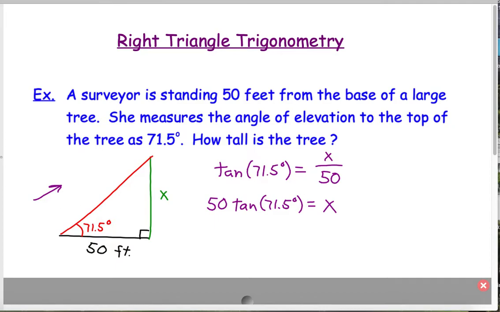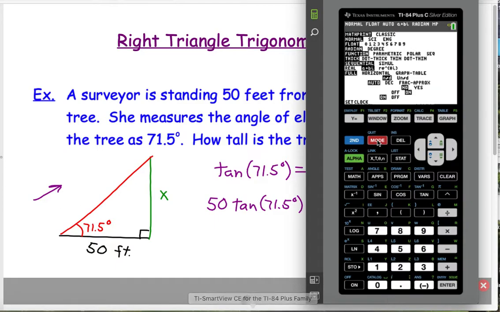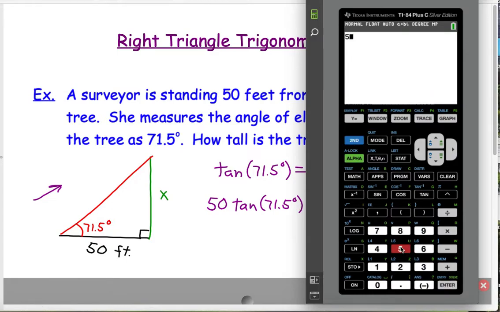So we want to make sure, first of all, that we're in degree mode. And this one isn't, it was in radian mode. So now we're in degree mode. And so now we do 50 times the tangent of 71.5, in degrees. So we get 149.43. It didn't say how far to round it, so we'll say 149.4 feet.